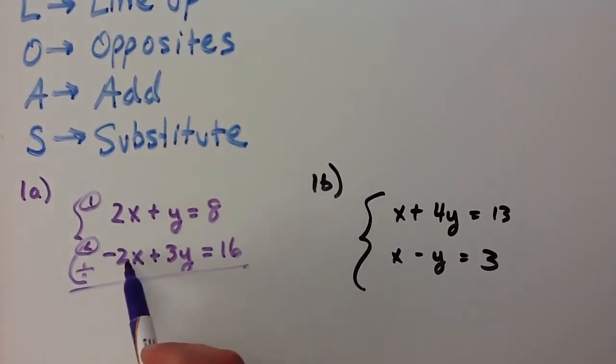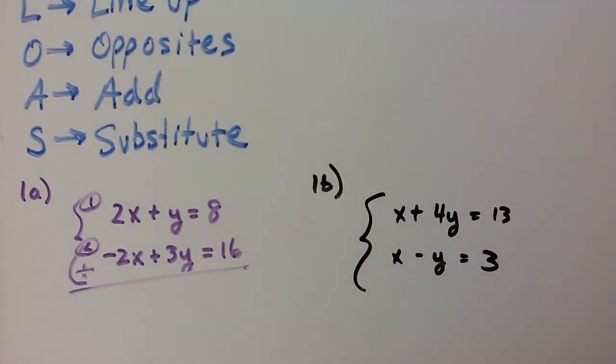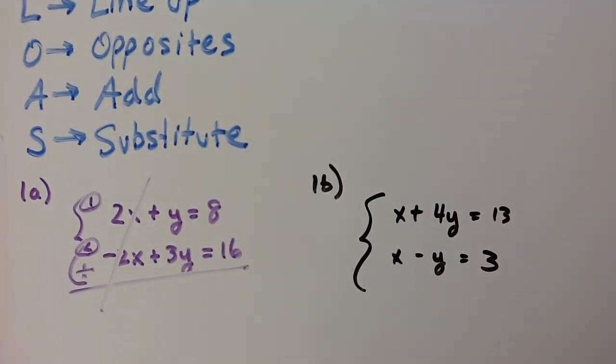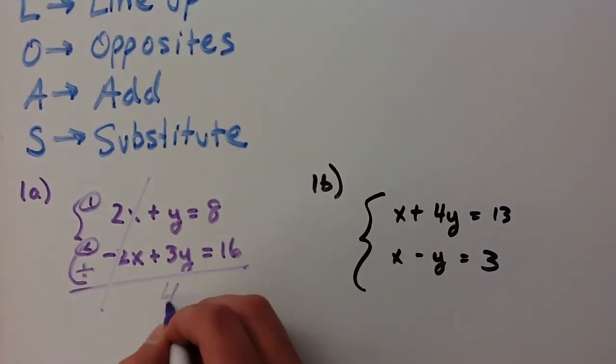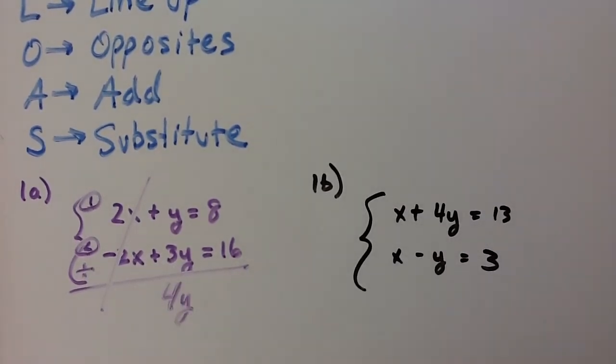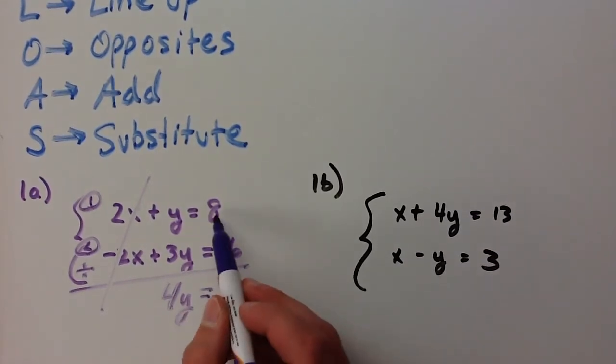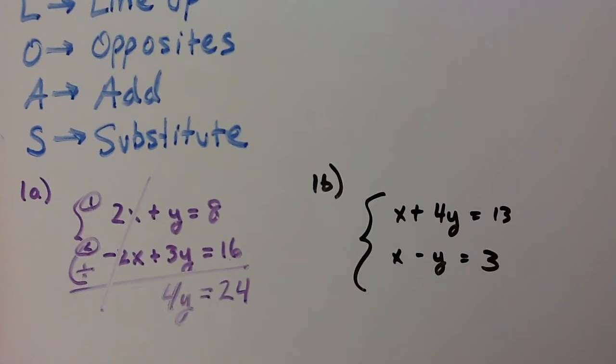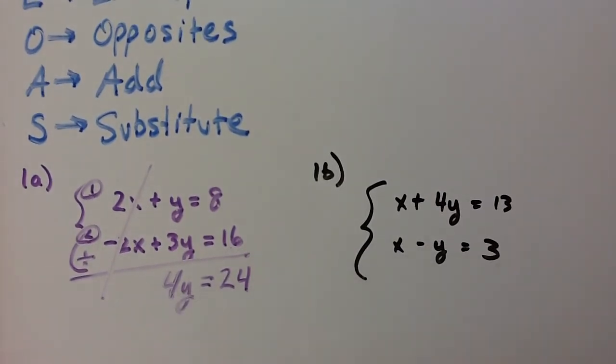What is 2x plus negative 2x? Well, since those are opposite terms, they cancel one another out. And so that variable x has now been eliminated. That's where we get the name elimination from. What's y plus 3y? That would be 4y. I bring the equal sign down. What is 8 plus 16? Well, that is 24. So I have 4y equals 24.